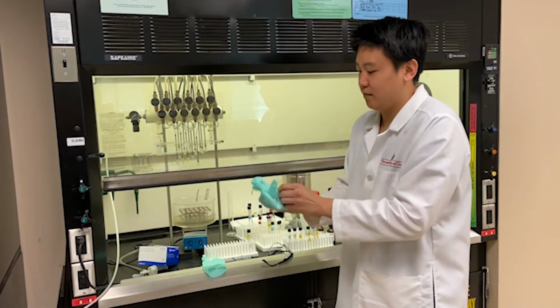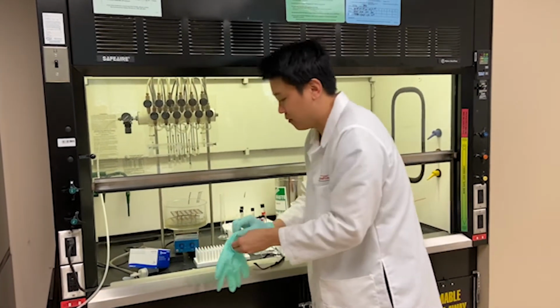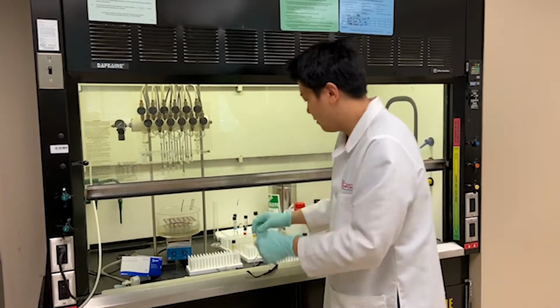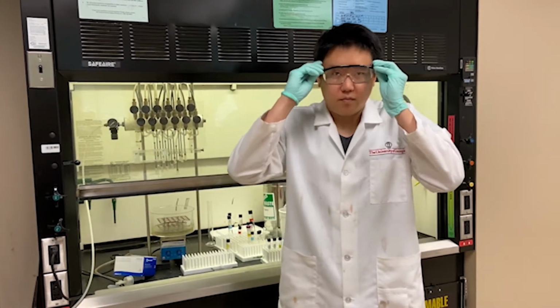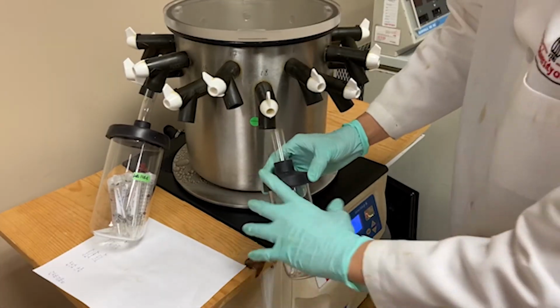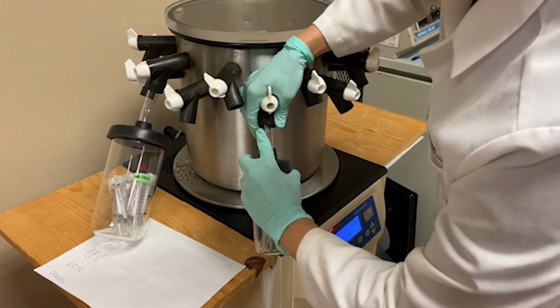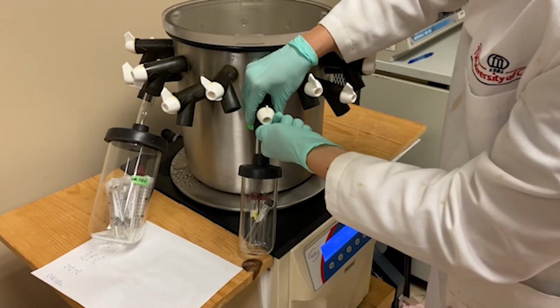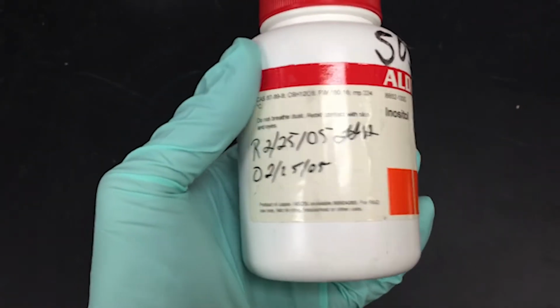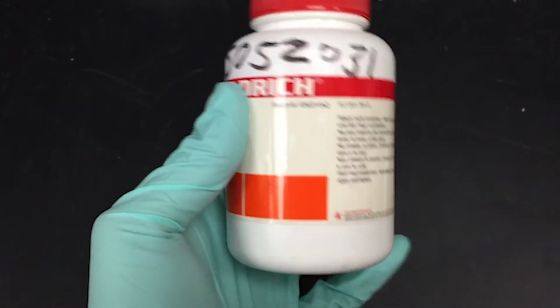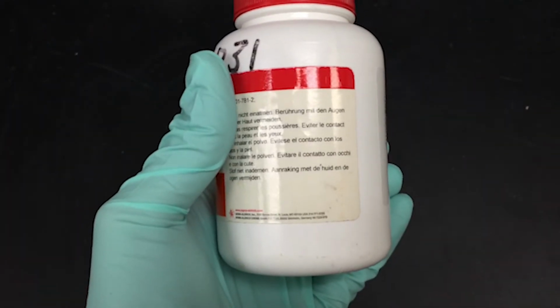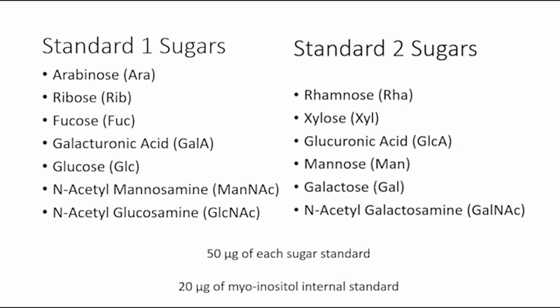Before we get started with the experiment, remember to always follow lab safety guidelines and wear a lab coat, gloves, and eye protection. We will be running a sample that has been lyophilized or freeze-dried to remove all water. 20 micrograms of inositol is added to the sample prior to drying to serve as an internal standard in our analysis. With our sample, we run 2 sets of standards.